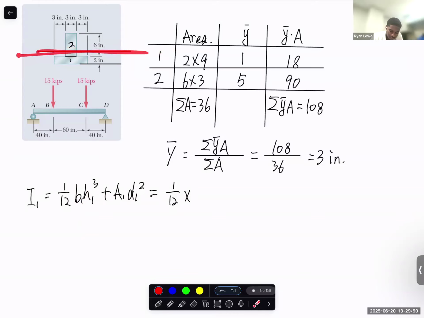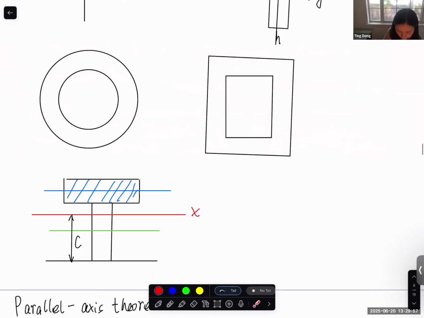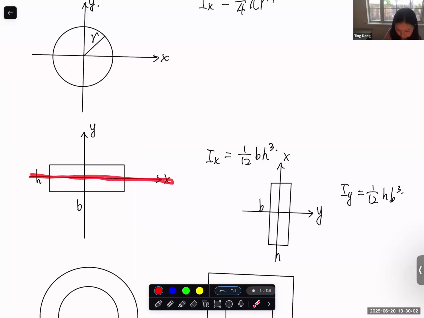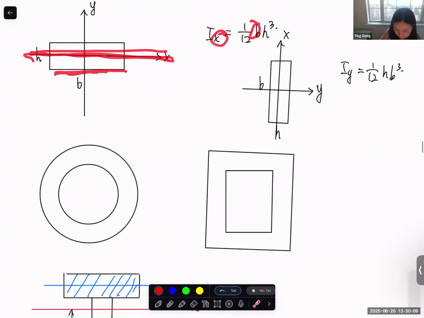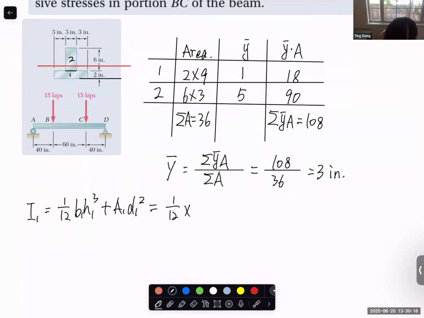It's bending about this axis, right? Back to the equation, you can see that B should be the dimension that is parallel to the axis. So this equation is for bending about the x-axis, so the B dimension is the dimension parallel to the x-axis. Back to our example problem, the dimension parallel to this axis is 9 inches. And H is 2, of course.